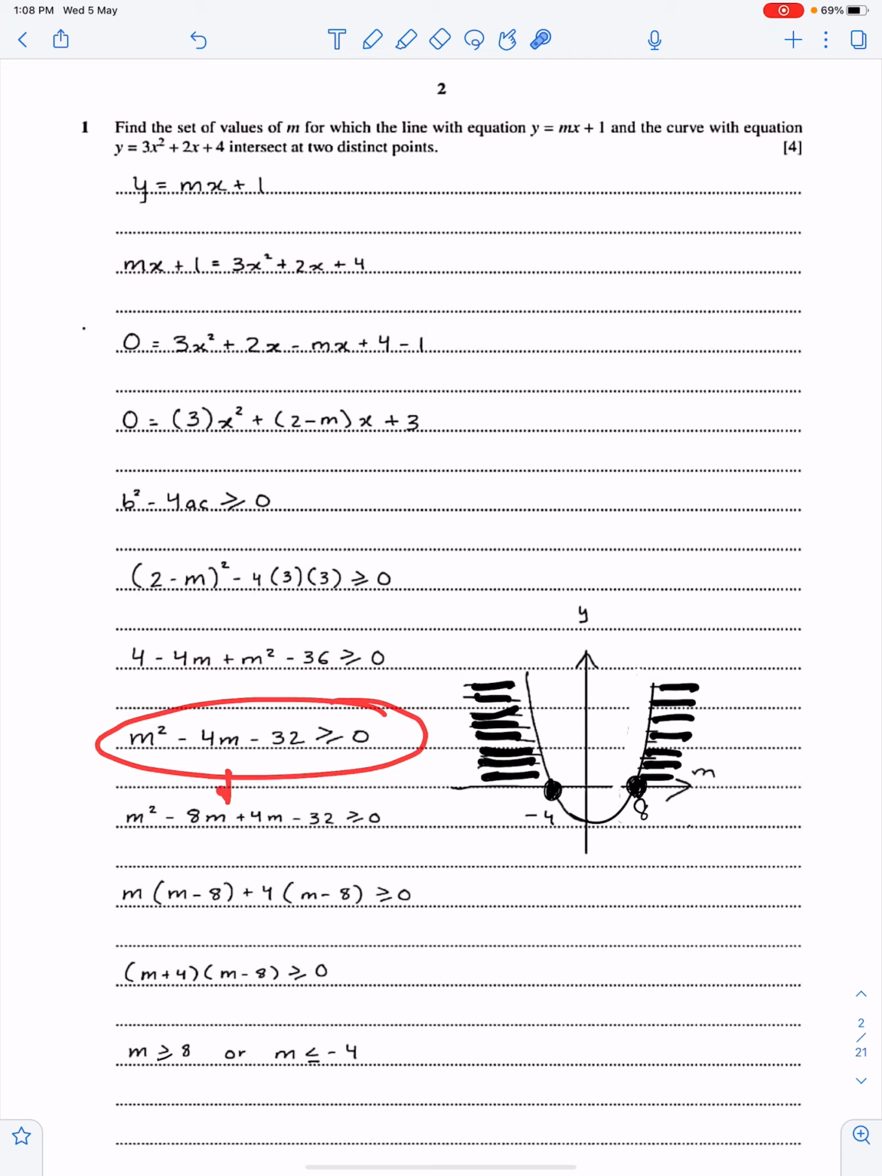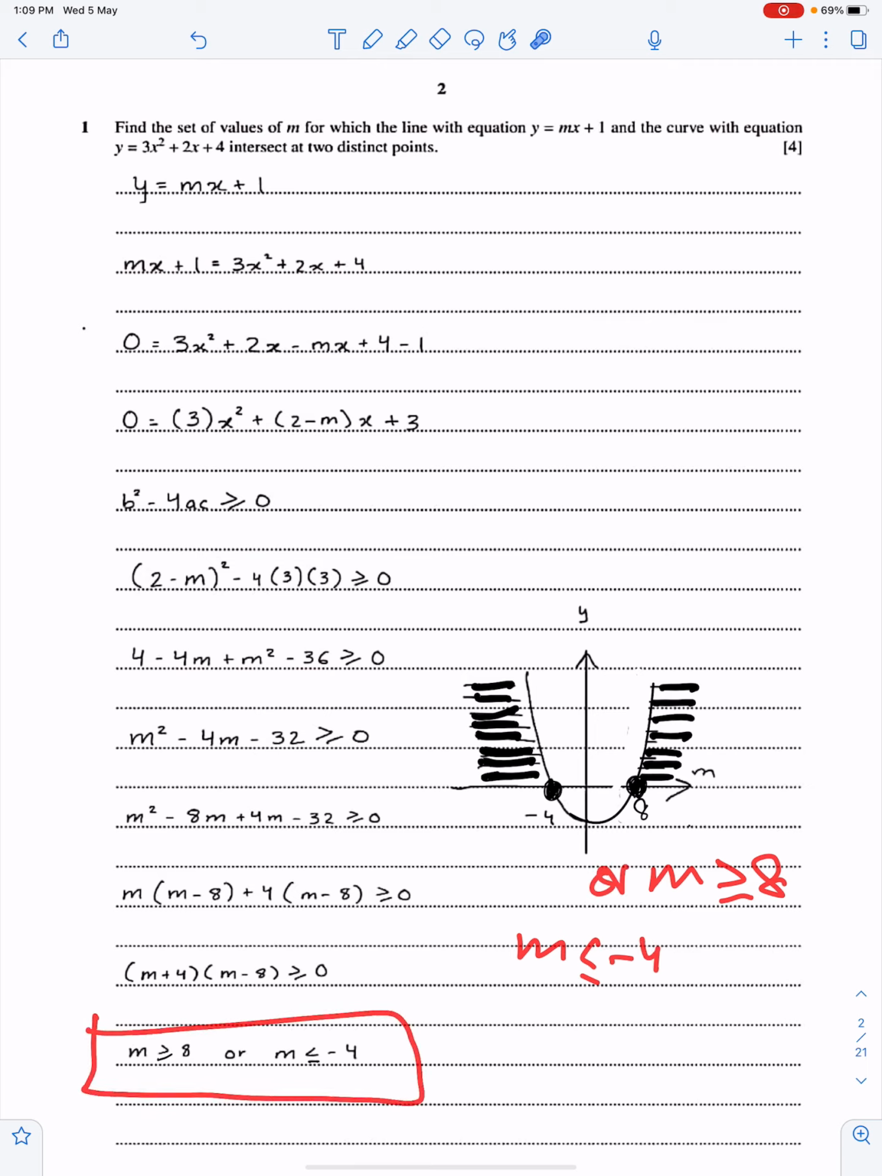Now by breaking the middle term, we have this. This is the completely factorized form of this inequality. Since we have greater equal to sign, so the required region is above the origin. These are 2 required regions. So m is greater equal to 8 or m is less than equal to minus 4. This is the solution of this inequality.